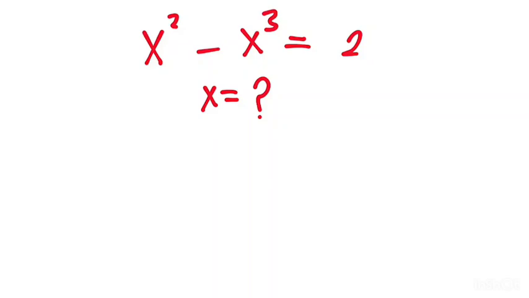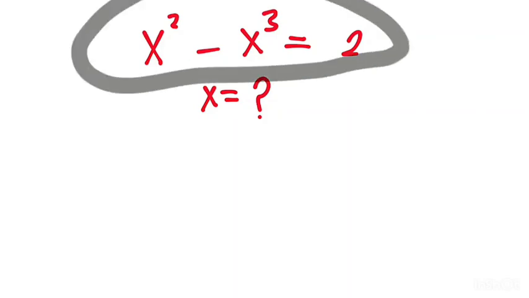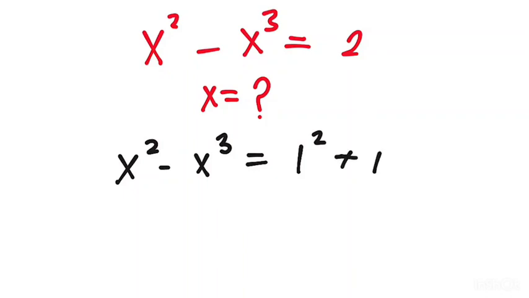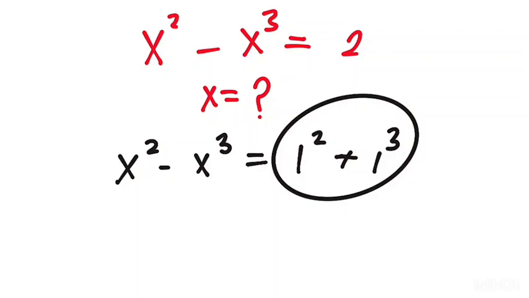Let's see how we can solve the value of x here. So we have x squared minus x to the power of 3 equals 2. So what's the value of x? Now what we are going to do here is write this as x squared minus x to the power of 3 equals 1 to the power of 2 plus 1 to the power of 3. So that will definitely give me 2.